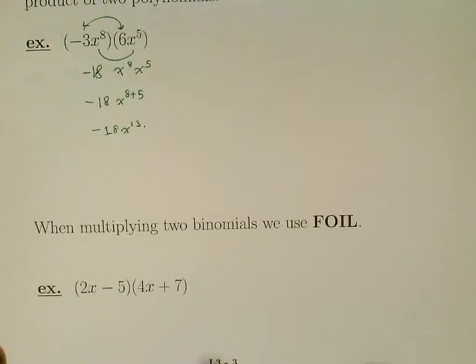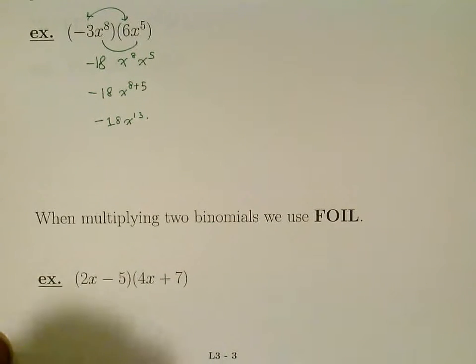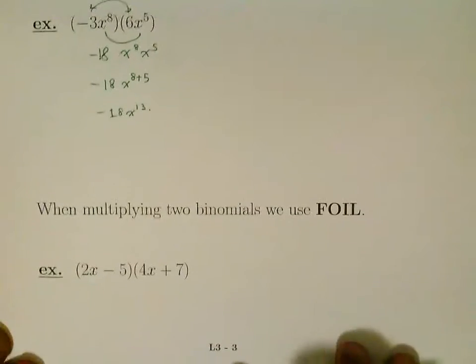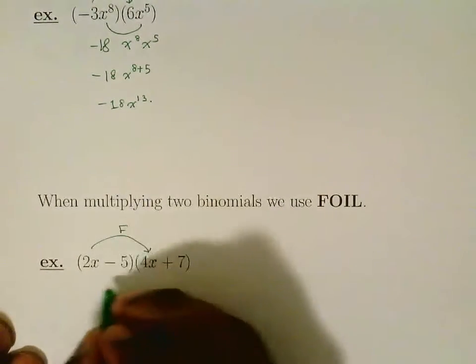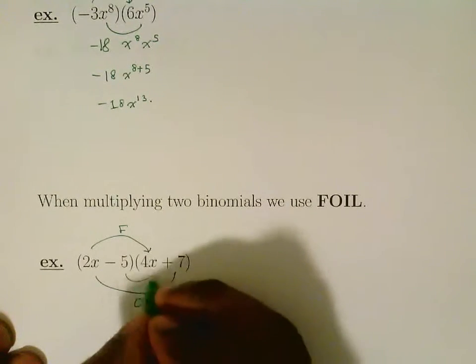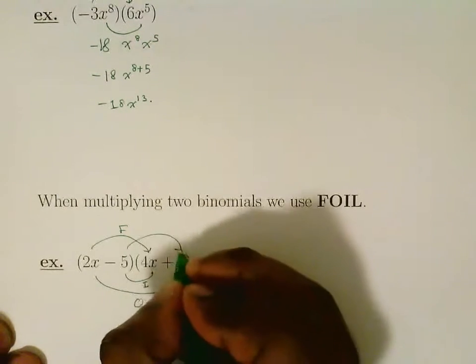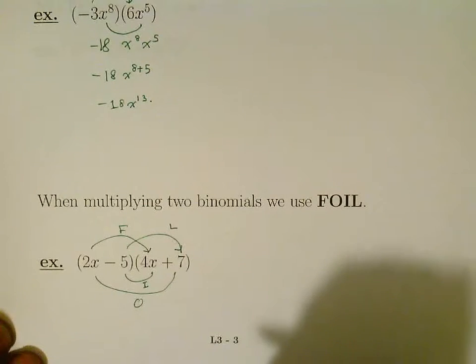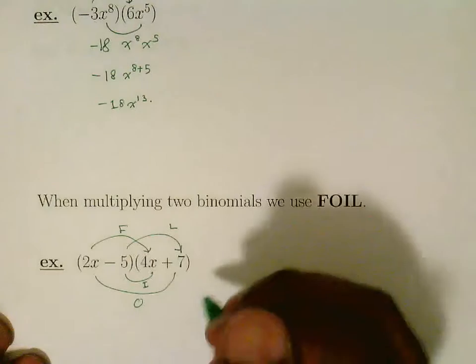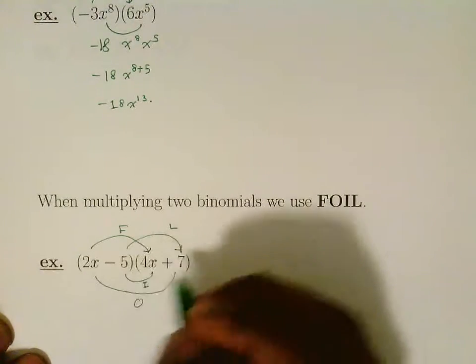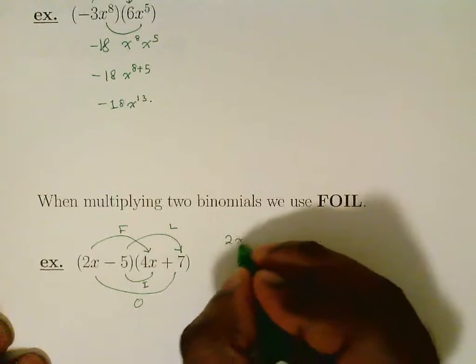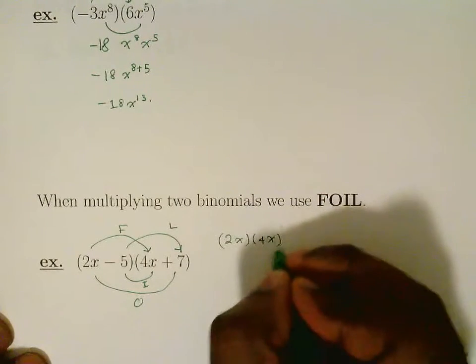When we multiply two binomials, we use something called FOIL. So how do you use FOIL? You just do the first term, the outer term, the inner term, and then the last term. That's FOIL. So first terms, you get 2x times 4x. That's first.